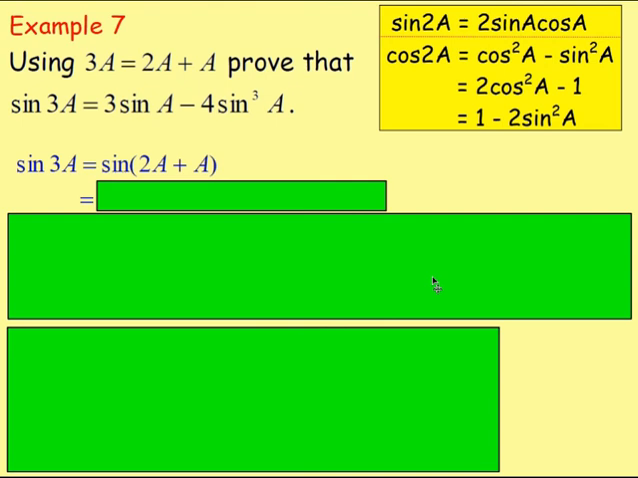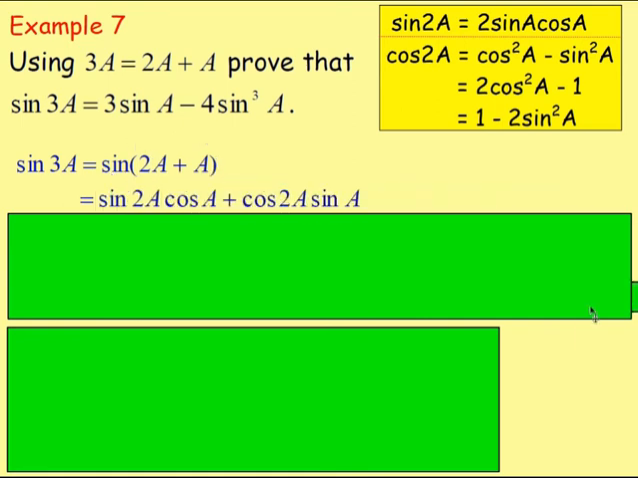Last example, number 7. Using 3A equals 2A plus A, prove that sine 3A equals 3 sine A minus 4 sine cubed A. So the first thing you want to think is we're wanting to prove that sine 3A equals this right-hand side. So that is what we're starting with. And we're replacing the 3A with 2A plus A. If you do that then, we've got sine something plus something.